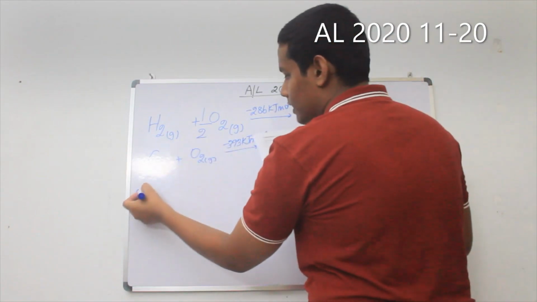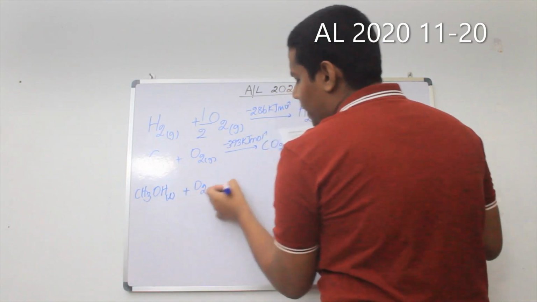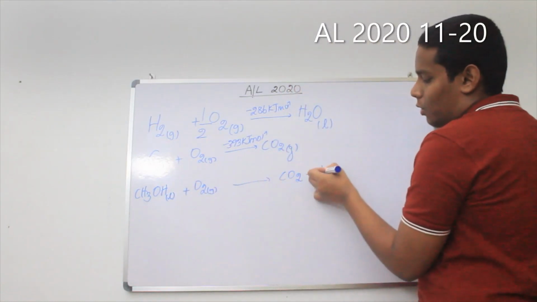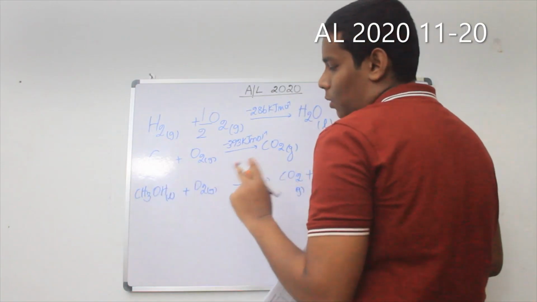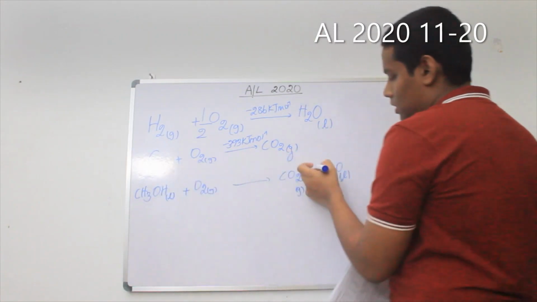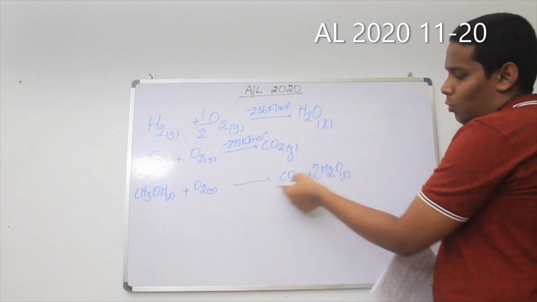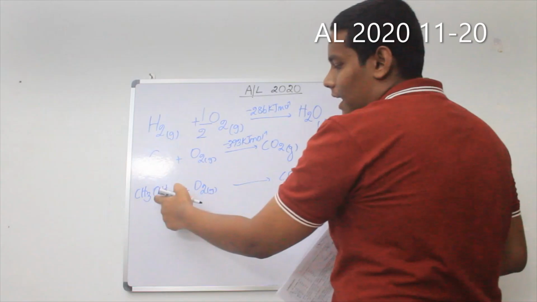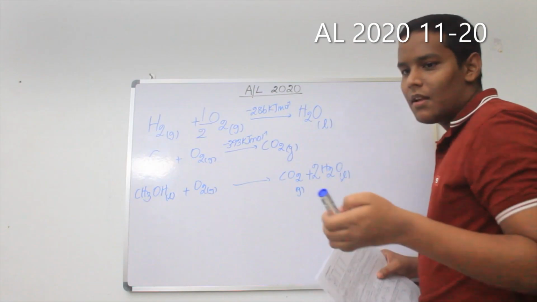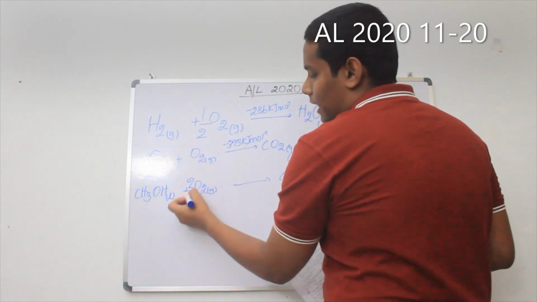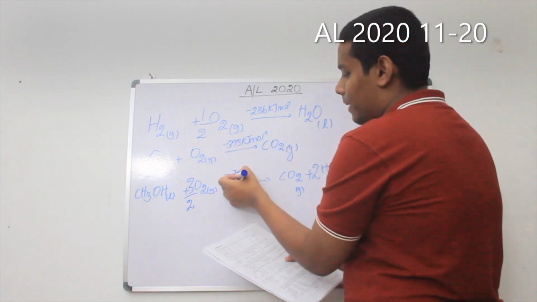Next one is CH3OH liquid and oxygen. What are the products? Carbon dioxide and water. H2O liquid, very important, and carbon dioxide gas. So one carbon, okay. Hydrogen 4, so this should be 2. Here the total amount of oxygen is 2 plus 2, 4 oxygen. But here we have 1. So remaining, 4 minus 1 is 3. So 3 oxygen should come from this, so that will be 3 by 2. Then the enthalpy change associated with this is minus 726 kilojoule per mole.